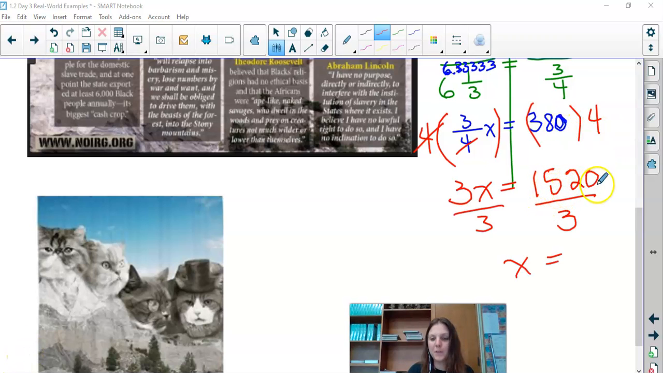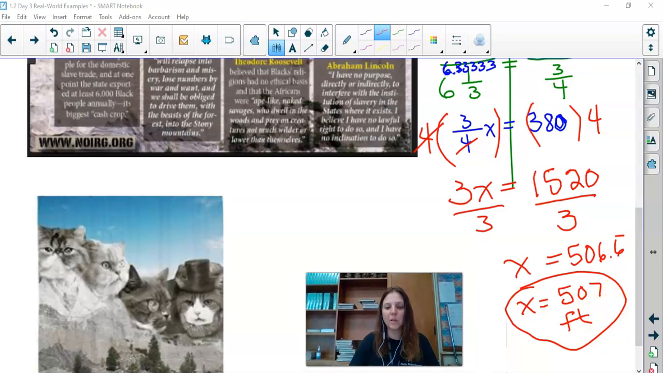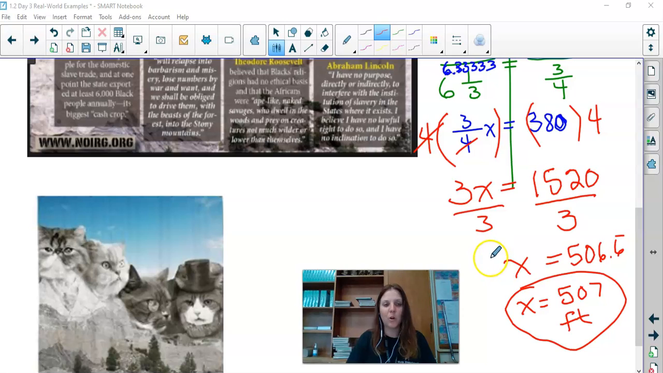And I got 1520 first when I multiplied 380 times 4. I'm dividing by 3, and I get 506.6 repeating, which I went ahead and rounded to 507 feet. So if they were to carve Lincoln with the same proportions as what you see in Mount Rushmore, which is in South Dakota, then he would be 507 feet tall.